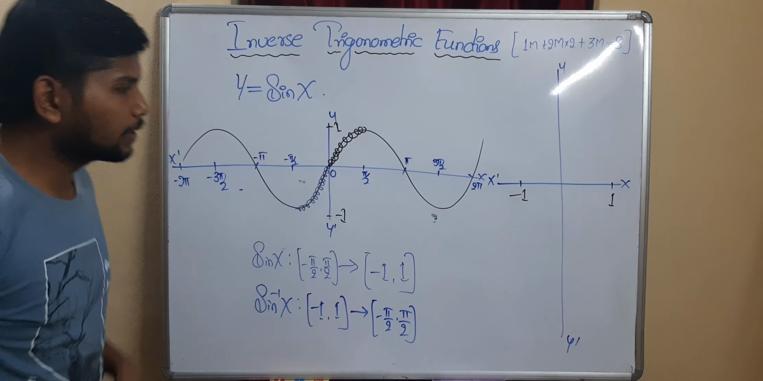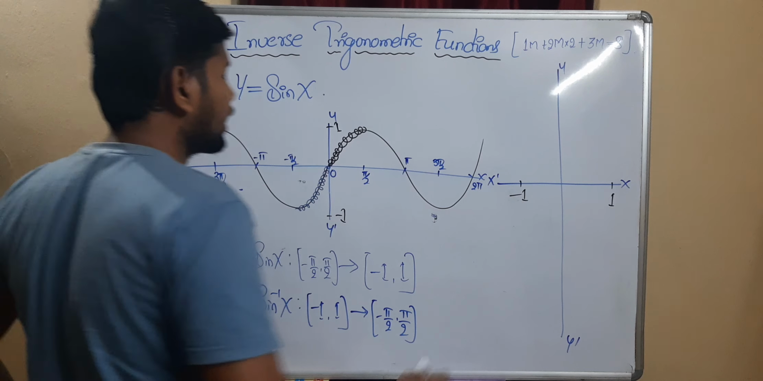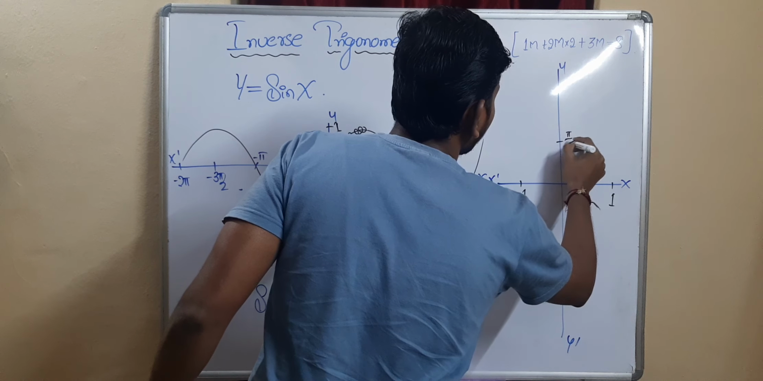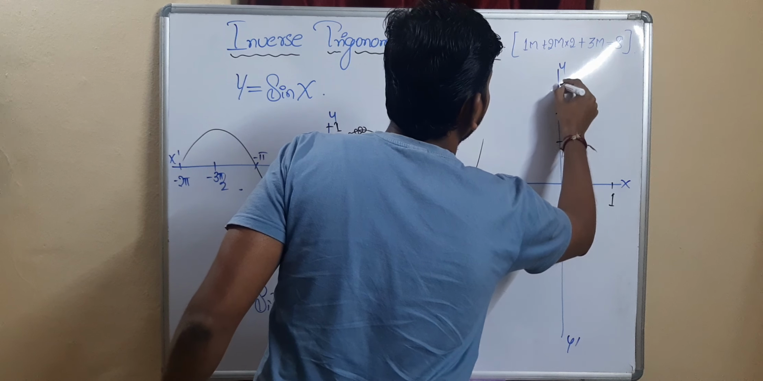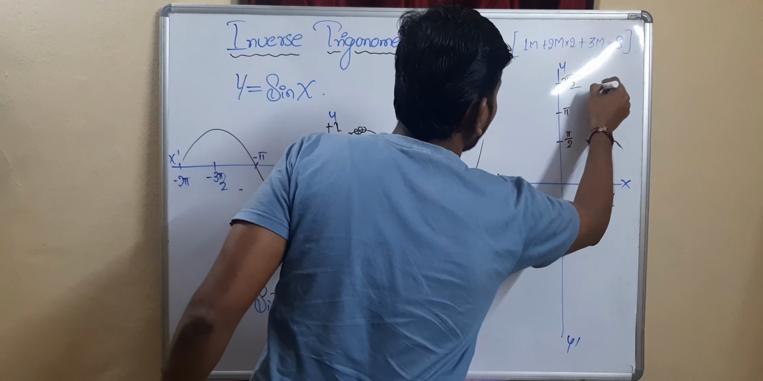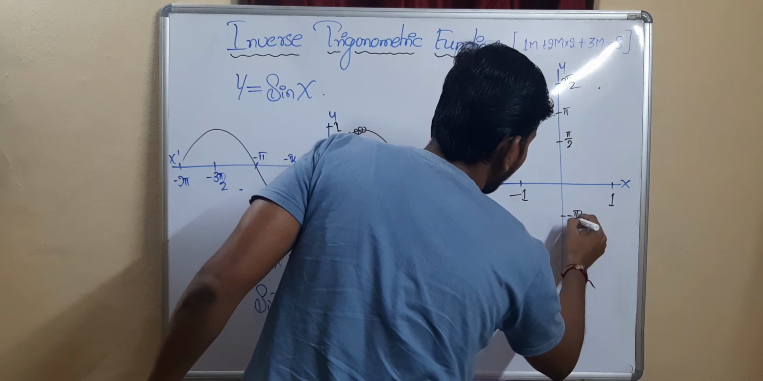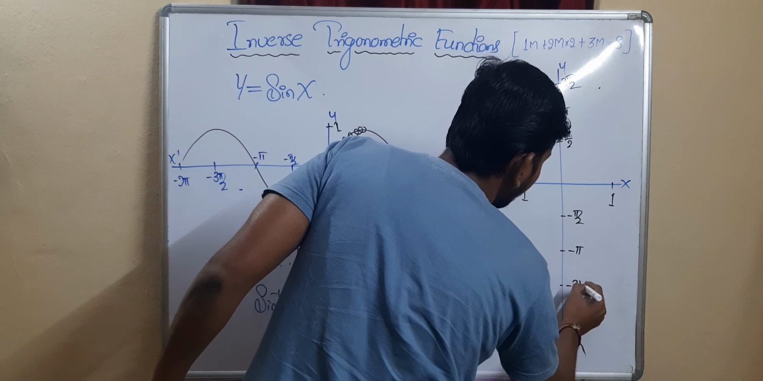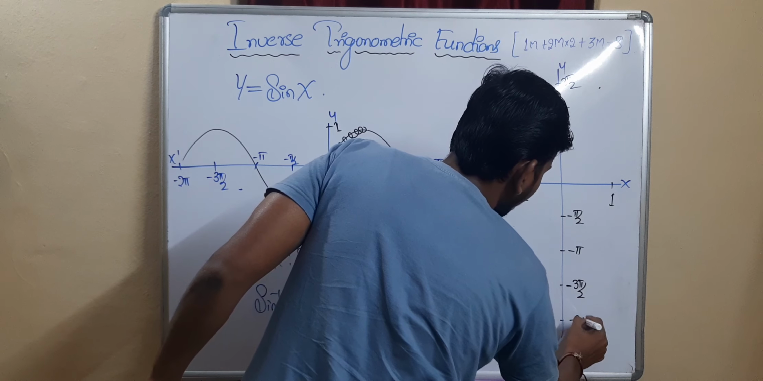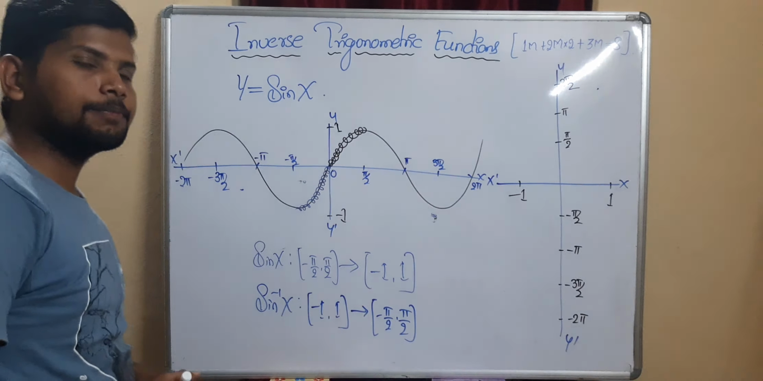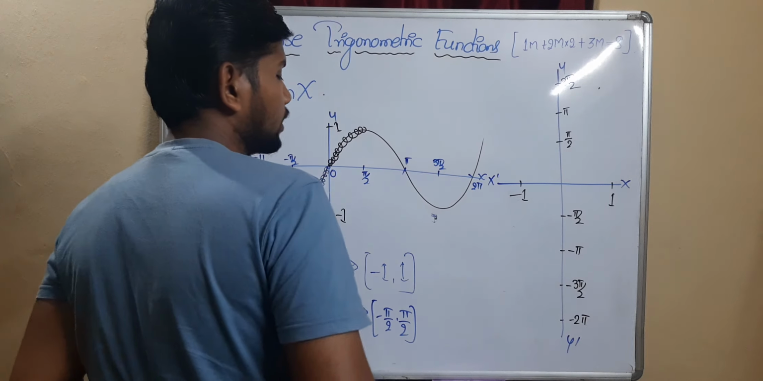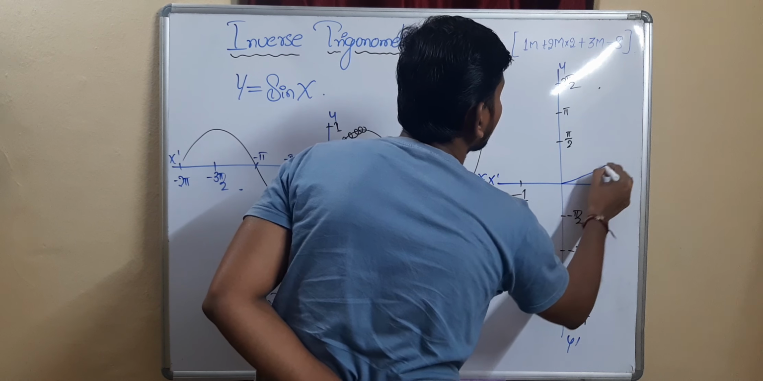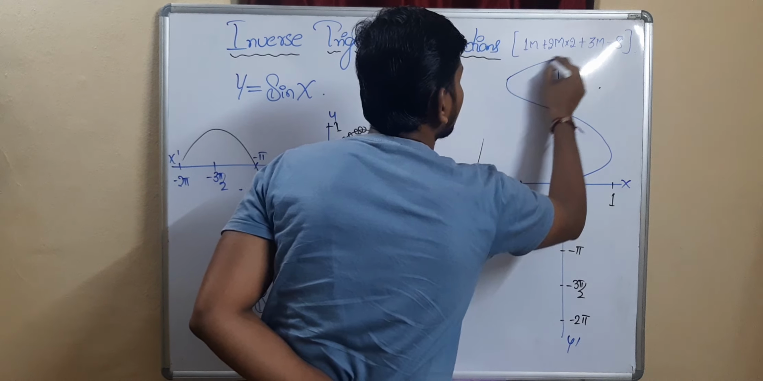Is it clear? Then after this, I need to define the angles. It will be pi by 2, pi, 3 pi by 2. Now it is minus pi by 2, minus pi, minus 3 pi by 2, minus 2 pi. Whether you understood clearly? Okay. Now I'd like to take the values here. The graph will be like this.